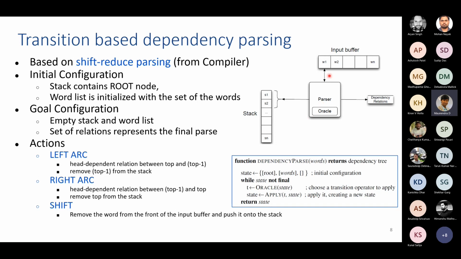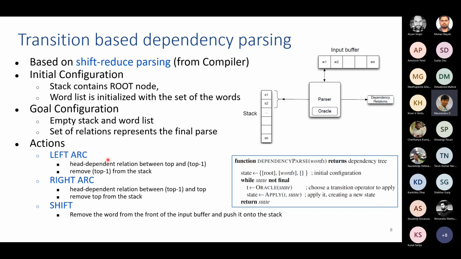The parser will take some action depending on what is in the input buffer, what is in the stack, and what those actions are. In this case, the actions are: it may establish a left arc, it may establish a right arc, and otherwise it can simply shift. So these are the three possible actions defined here.